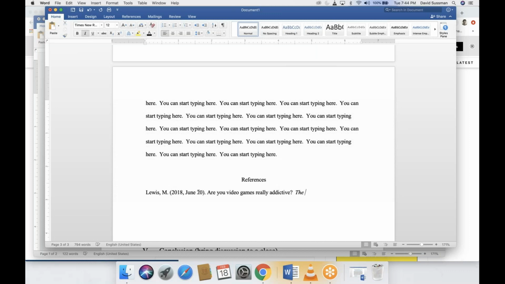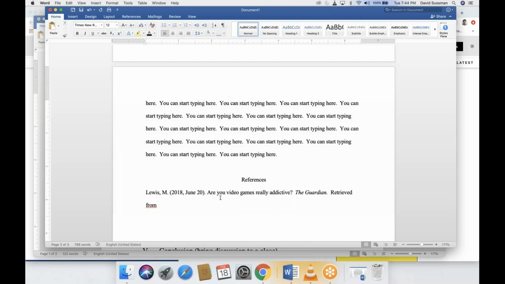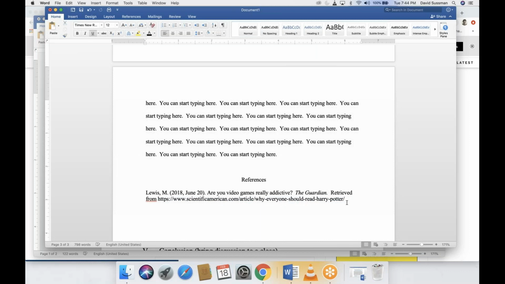If you want to, you can put in the publication name. It's not a requirement if it's an online piece, but you can if you want to. But if you do, it's italicized and then retrieved from. And then even though this isn't the website for that article, I'm going to take it just as an example, drop it in there, get rid of the hyperlinks. I hate that. If you do it, I don't care, but I hate it.